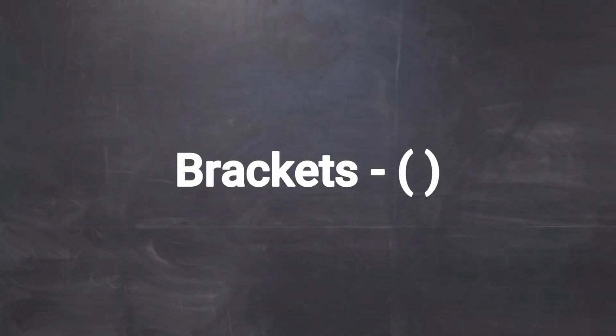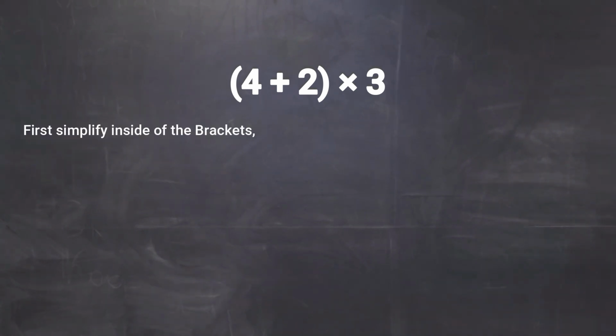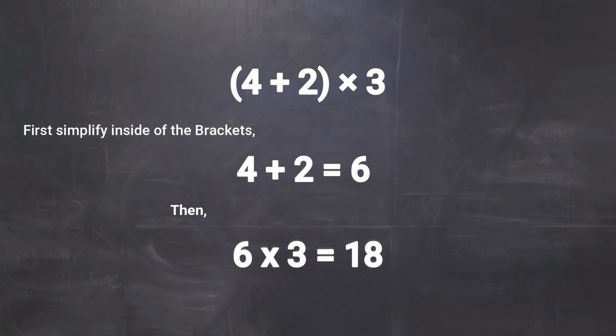The first step is brackets. Any operations inside brackets should be done first. If there are nested brackets, start with the innermost pair and work outward. Let's look at an example to illustrate this. In this expression, we have brackets enclosing the addition operation. So, we start by evaluating what's inside the brackets, 4 plus 2, which equals 6. Now, we multiply the result by 3 to get our final answer, which is 18.